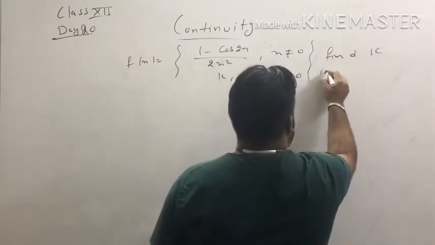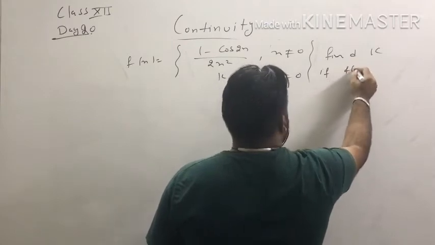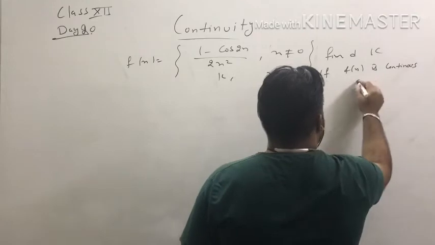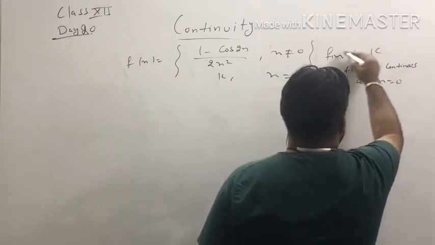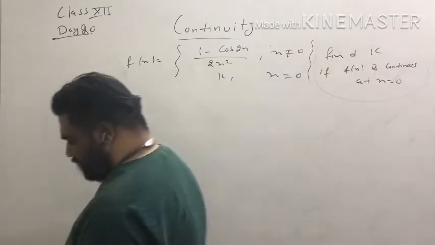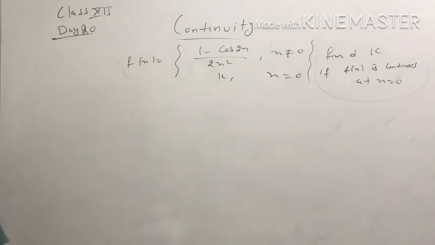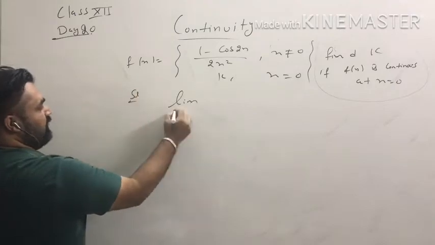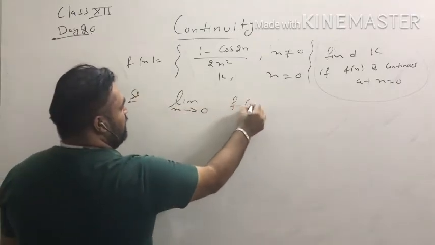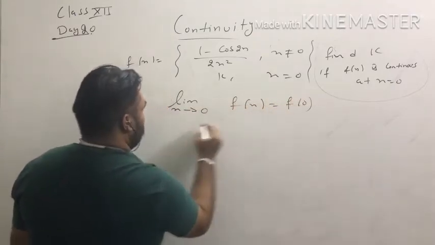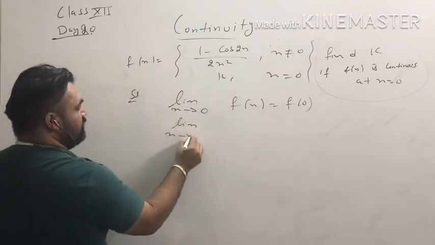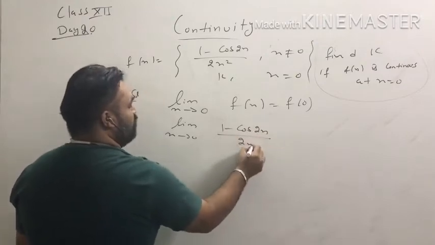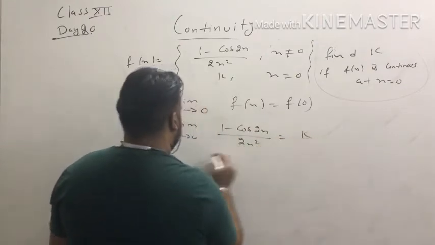Find k if f(x) is continuous at x equals 0. Now this is the question, and f(x) is continuous. The condition is given, so the solution: limit x tends to 0, f(x) equals f(0). Limit x tends to 0, what is f(x)? (1 − cos 2x) / (2x²) equals k.